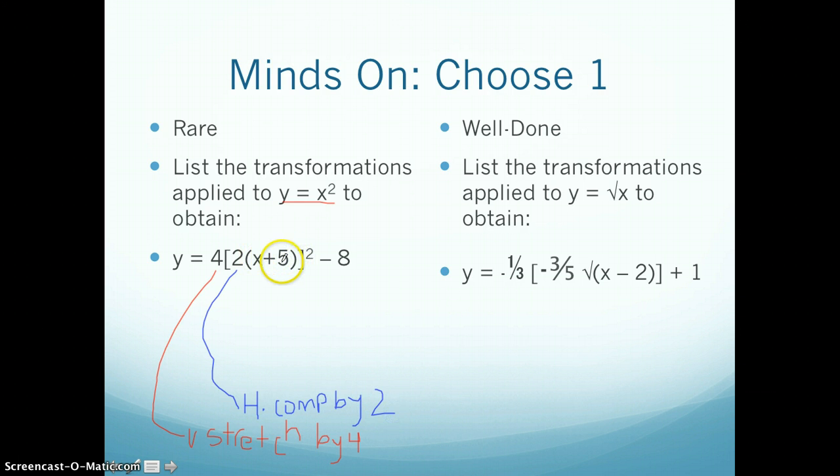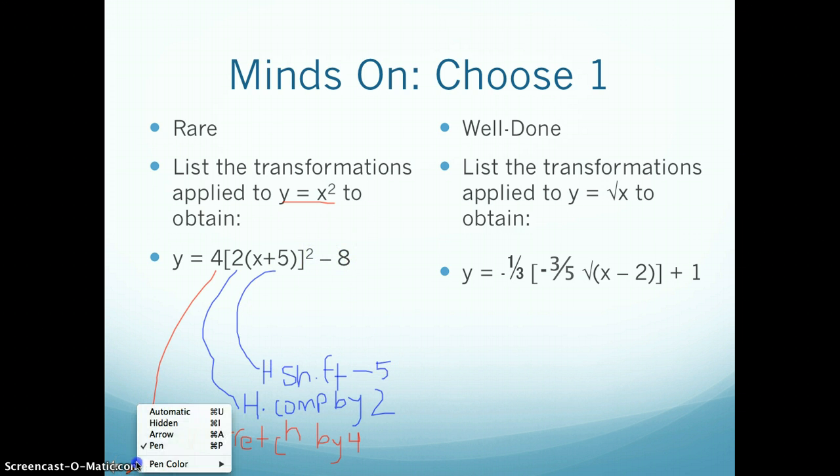This 5 on the inside is again horizontal, so that's a horizontal shift. And it's a horizontal shift that says x plus 5, so that actually means that we're going to move left by 5. Okay, so in the negative 5 direction. And now this 8 on the end is your C value, and that is a vertical transformation, so we're going to put that in red.